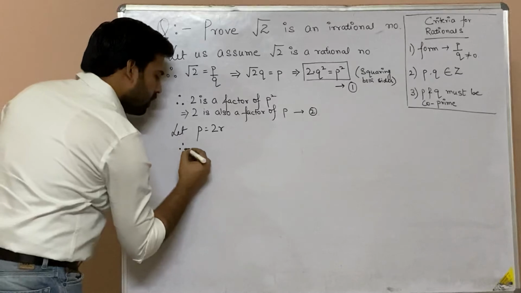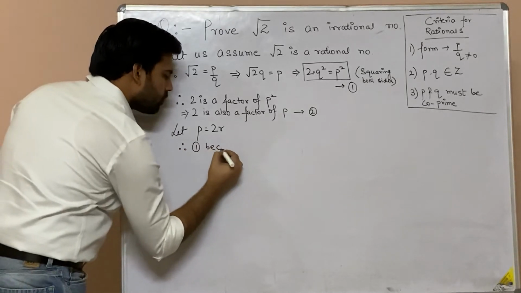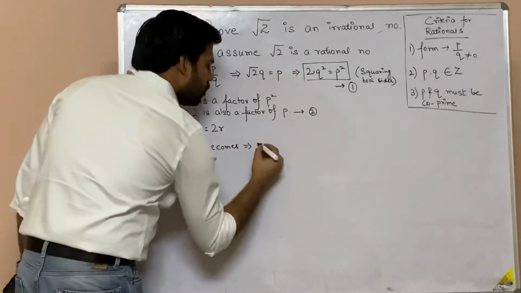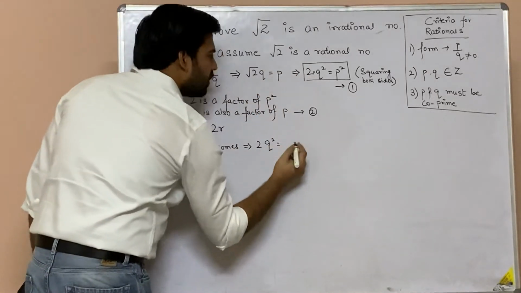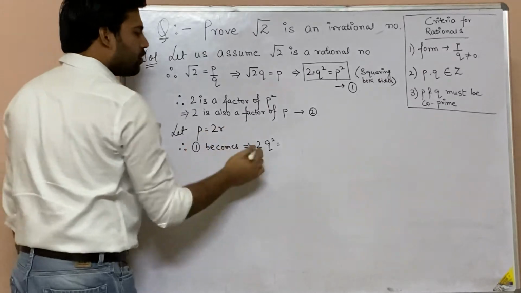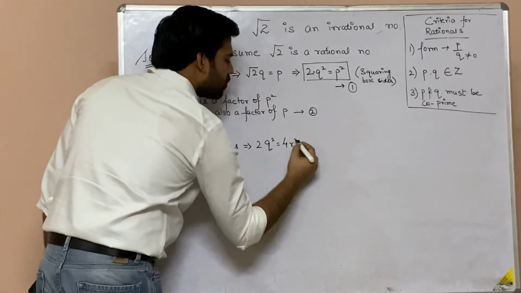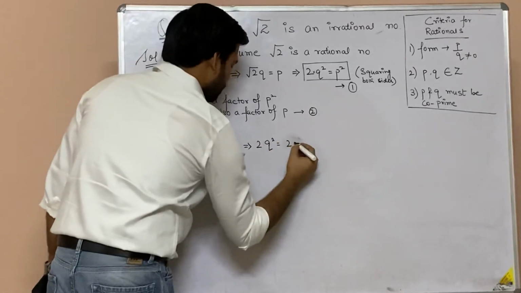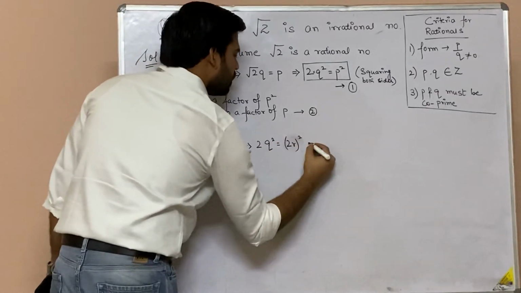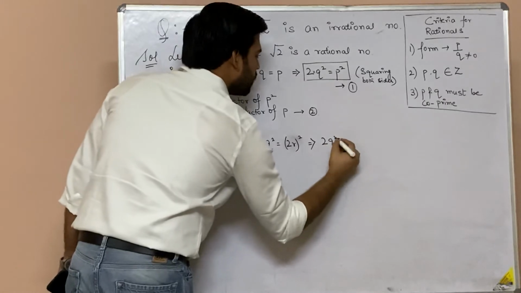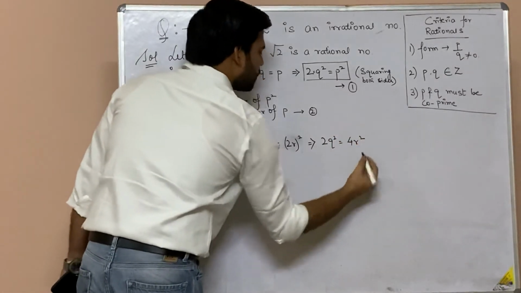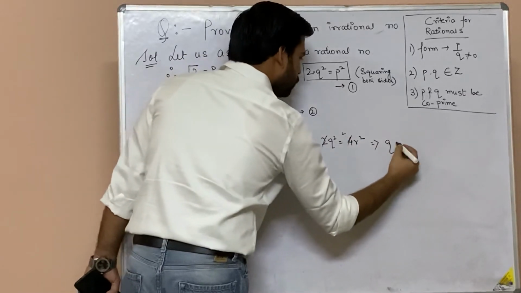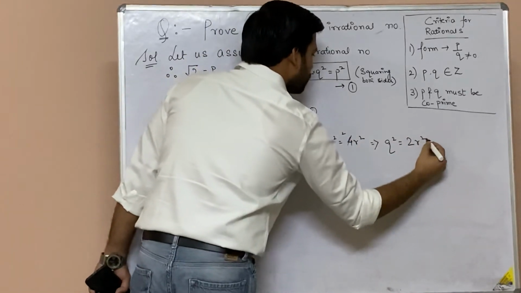So therefore, equation 1 becomes 2q square is equal to p square. P is 2r, so that is 4r square. Alright, I am writing it down one more step. That is 2r whole square. That is 2q square is equal to 4r square. 2 cancelling 4 2 times. So q square is equal to 2r square.